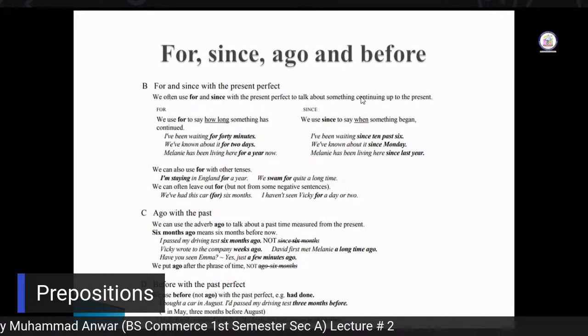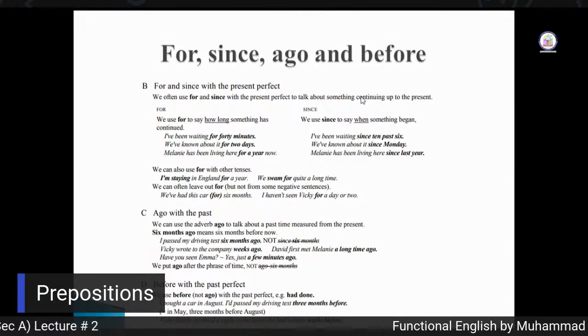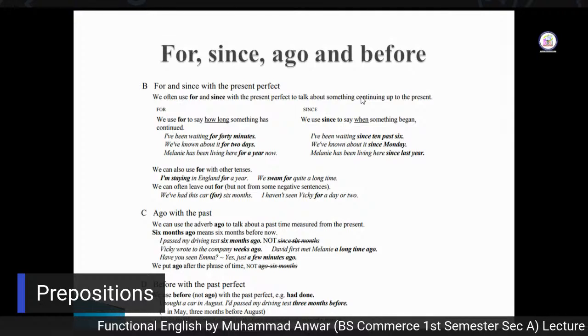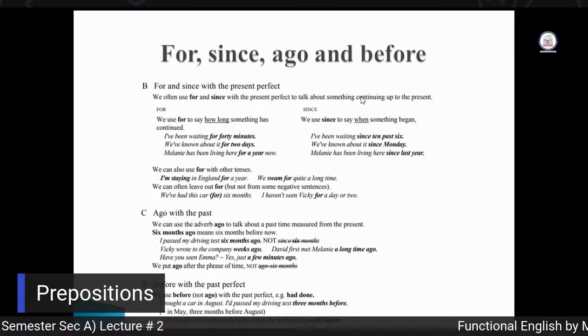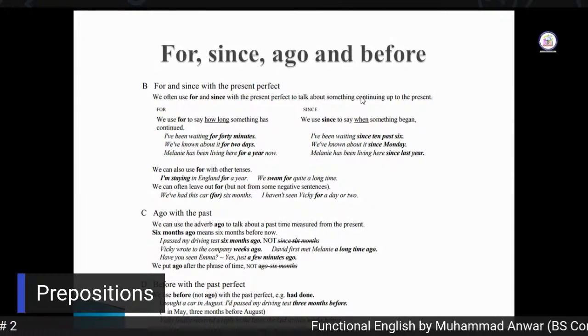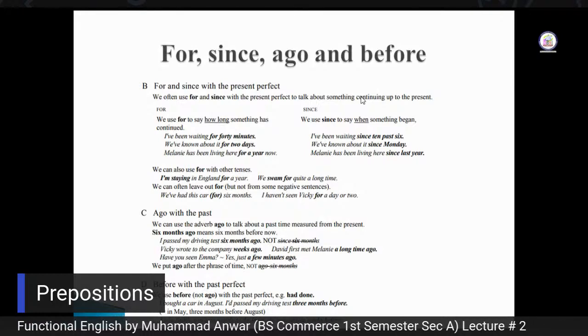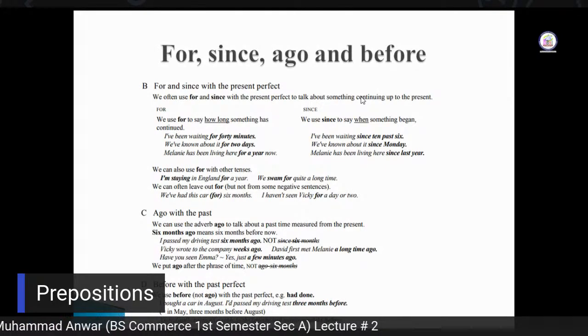Before with the past perfect. We use before, not ago with the past perfect. I bought a car in August. I had passed my driving test 3 months before. Vicky finally received a reply to the letter she had written weeks before. So in perfect tenses we use before, and in simple past we use ago.